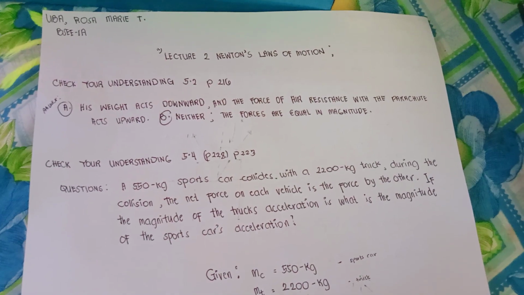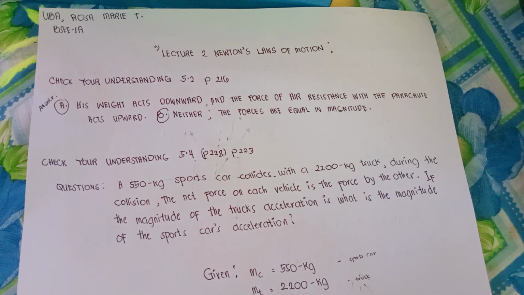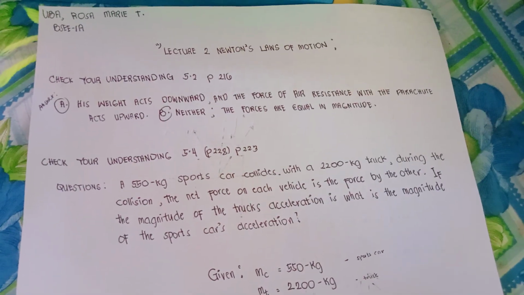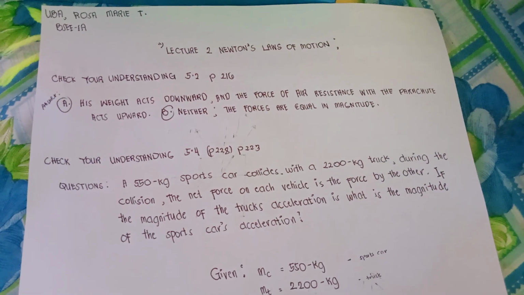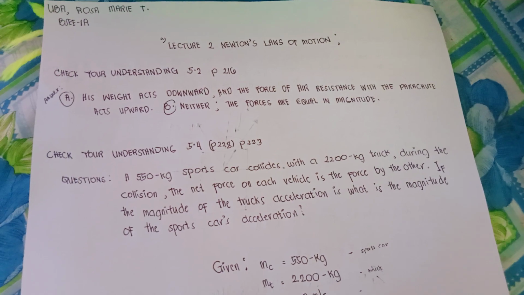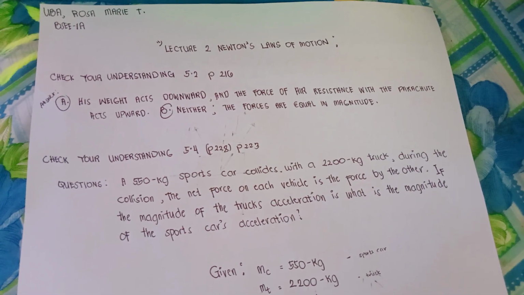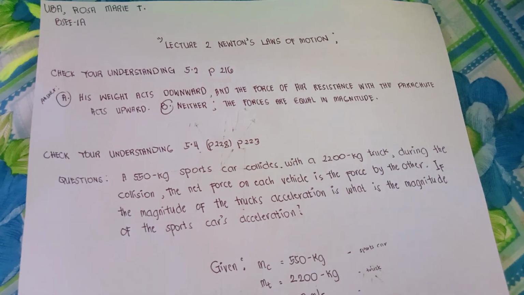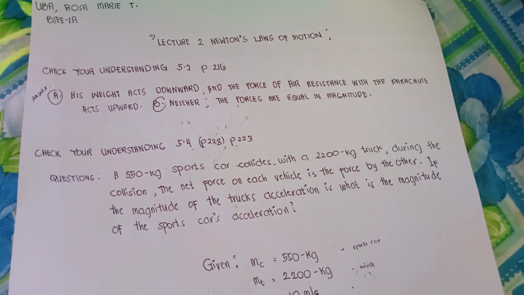For lecture 2, we're talking about Newton's laws of motion. First is Check Your Understanding 5.2, page 216. This is problem set number 1, letter A. His weight acts downward and the force of air resistance with the parakeet acts upward. And for letter B, the answer is neither; the forces are equal in magnitude.